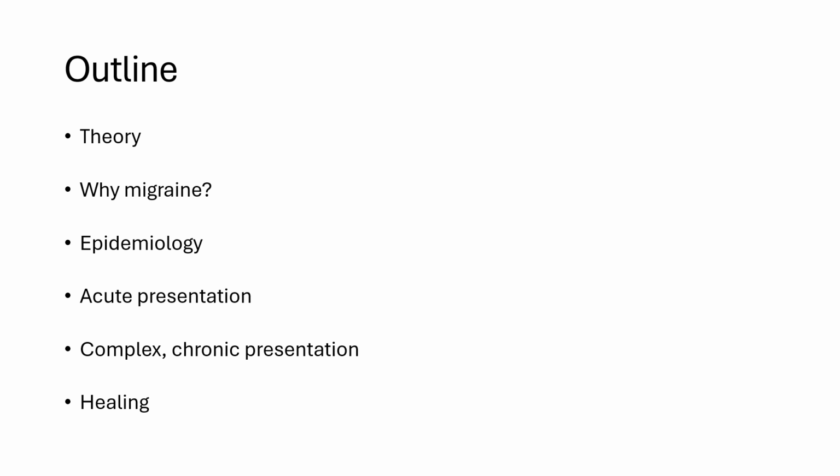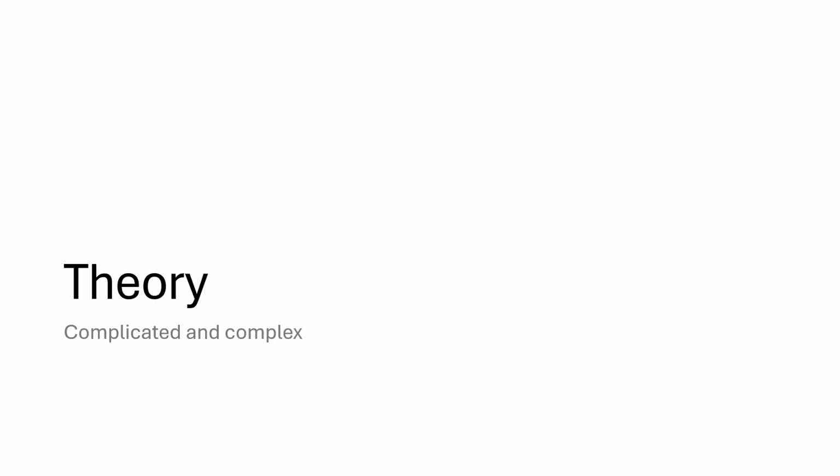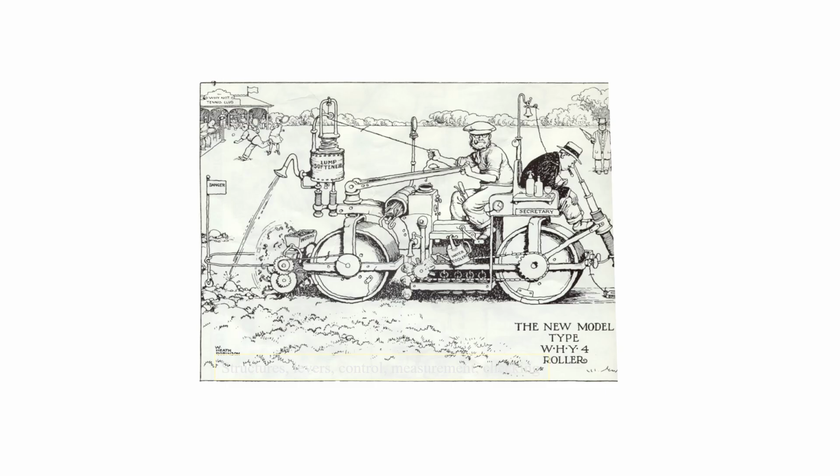So this is a bit of the outline. It's going to be quite theory heavy. Let's start off with the difference between complicated and complex. A complicated system is something that you can unfold, whereas a complex system is something that is braided together or entangled. So this is a complicated system.